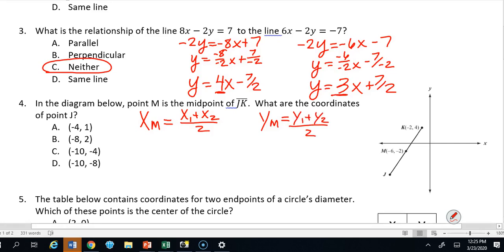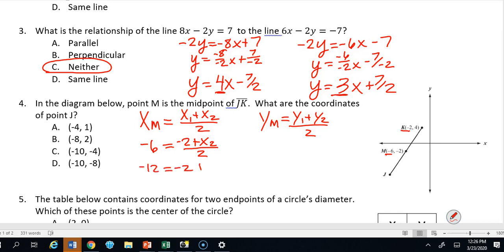So when I do this, and remember, this is a formula that's not on y'all's formula sheet, nor is y equals mx plus b. So you'll have to memorize it. So we're going to take the value of our midpoint, our x value right here, negative 6, and we're going to put it there. We have our x1, that's negative 2. And we're going to add our x2 to that and divide by 2. So we get rid of that denominator by multiplying both sides by 2. So that's going to give us negative 12 equals negative 2 plus x2. Add the 2 to both sides, so negative 10 equals x2.